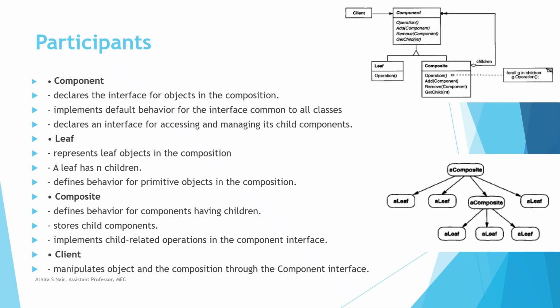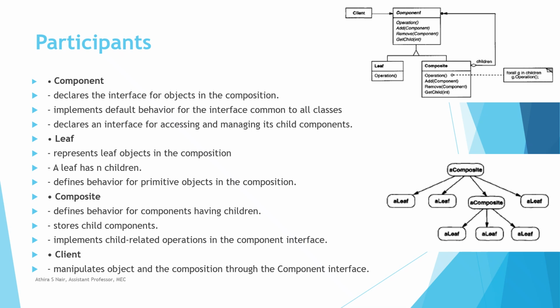So the participants are component. It declares the interface for objects in the composition and also implements default behavior for the interface. It also declares an interface for accessing and managing its child components. Then leaf represents leaf objects in the composition. A leaf has no children and it defines behavior for primitive objects in the composition. And composite defines behavior for components having children. It stores child components and implements child-related operations.